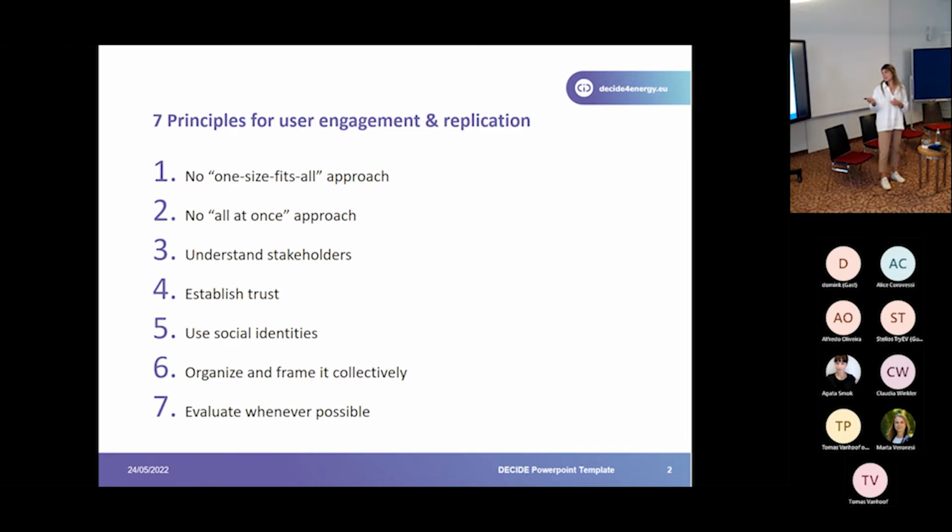Not all at once approach is talking about that you can't overwhelm citizens with too many requirements at one time. Understanding stakeholders, establishing trust, I think these are somehow explaining themselves. The use of social identity and also of social identity processes. This will also be an important topic of the panel discussion that we'll have afterwards. So we will present some learnings, especially in the context of social identities and processes associated with this in the panel discussion. Framing it collectively and, of course, evaluate whenever possible to be able to draw conclusions.